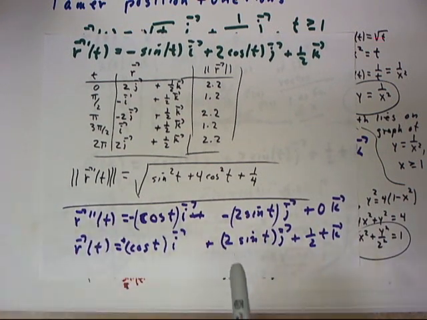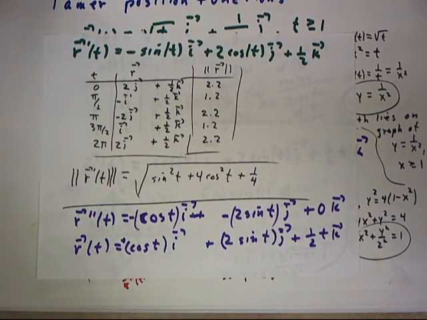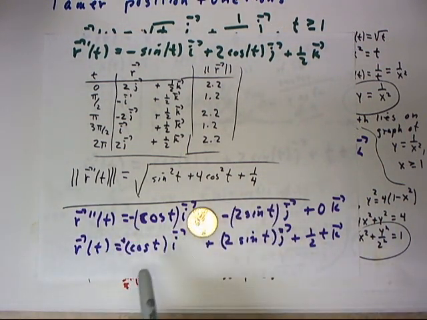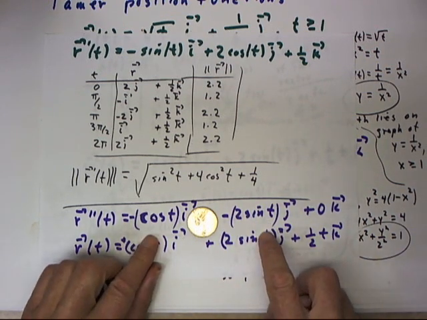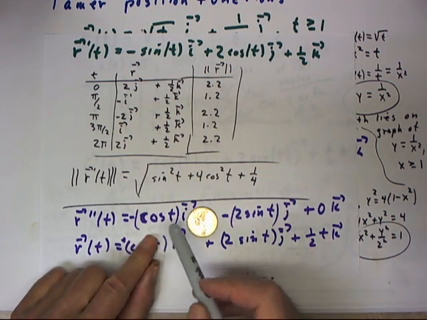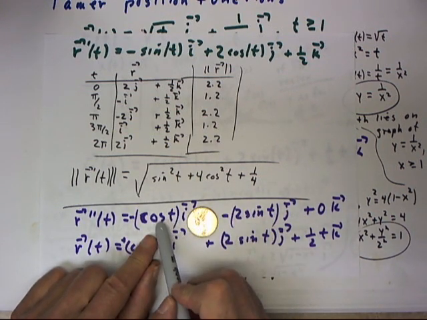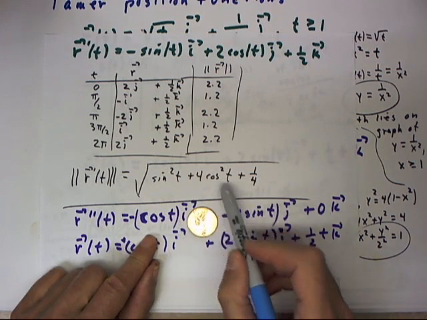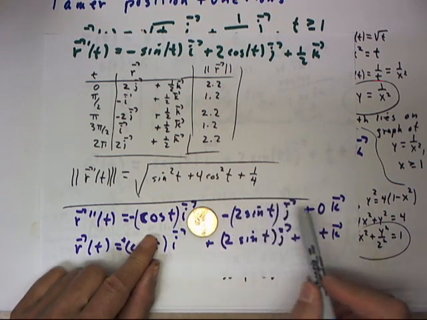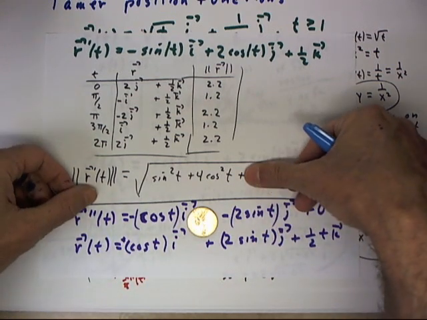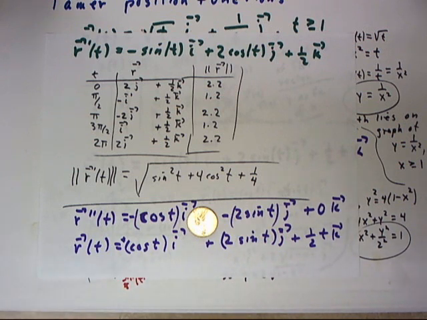The magnitude of our r double prime vector, and let me obliterate the bad symbol here. The magnitude of our r double prime vector is going to be very similar in form to the magnitude of our r prime vector, except that the sine squared would be a cosine squared, and the 4 cosine squared would be a 4 sine squared, and the 1/4 wouldn't be there because the k component has become 0. So it would look a lot like this, and we don't need to write that down.